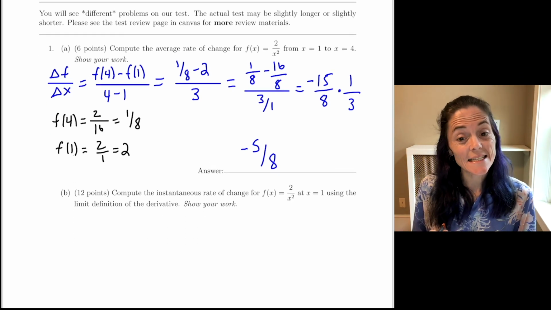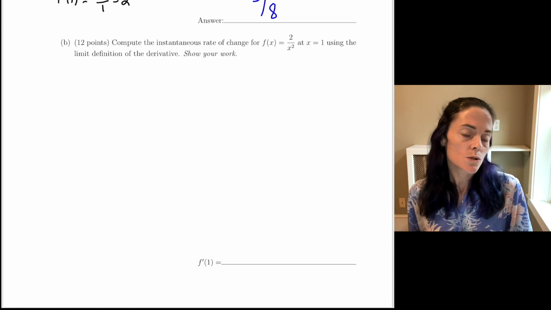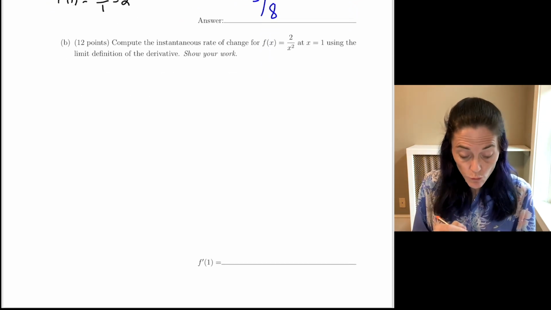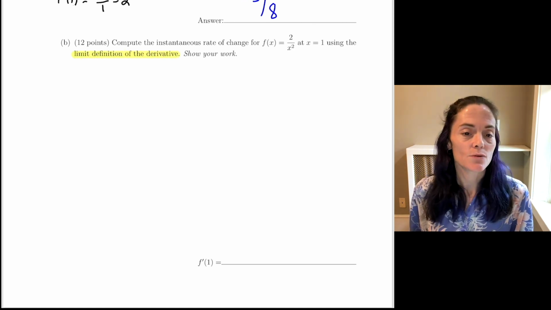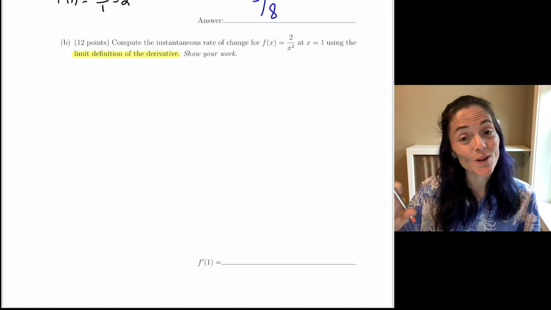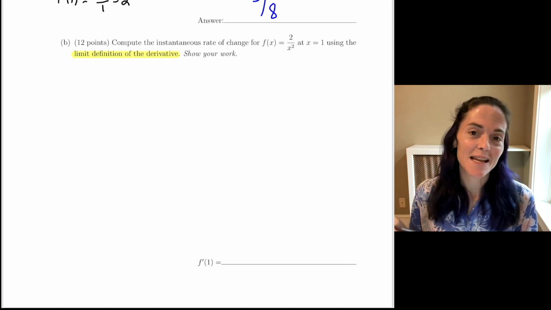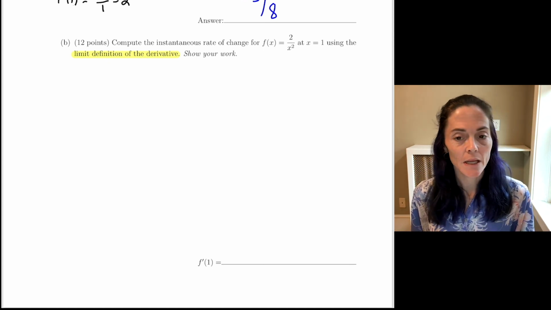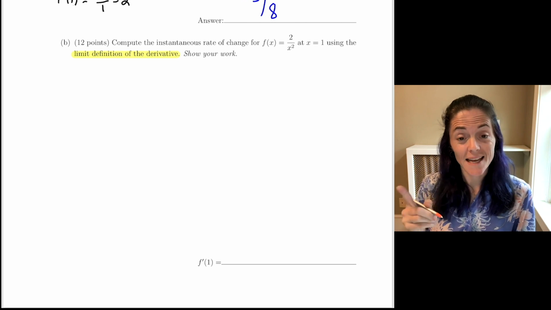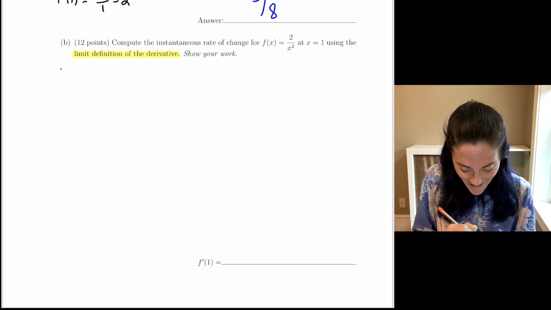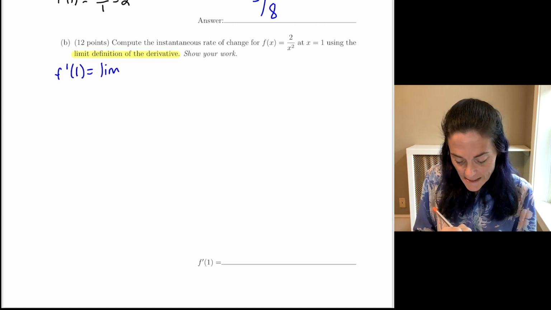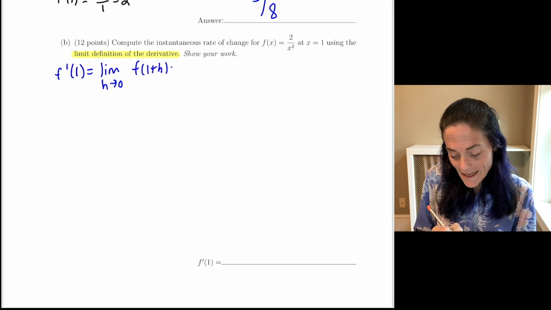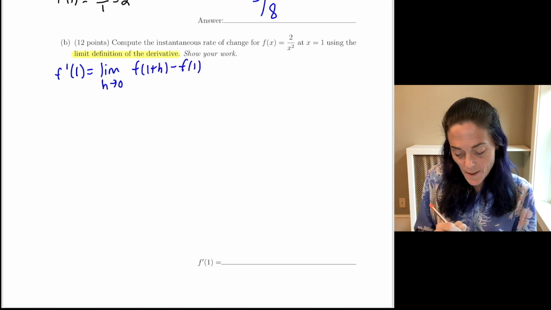1B, this is instantaneous rate of change. So we cannot use any rules for derivatives here. We absolutely must use the limit definition of the derivative. Using rules and evaluating will not give us any points on a question like this. So what is the instantaneous rate of change? Well, f prime of 1, it's a limit. As h approaches 0, we have f of 1 plus h minus f of 1 divided by h.